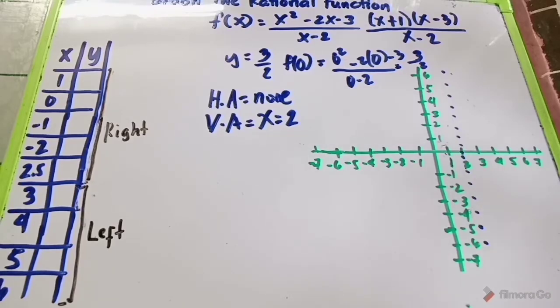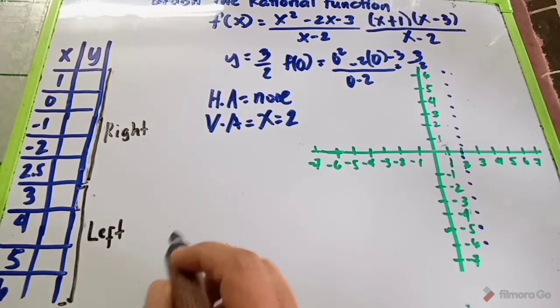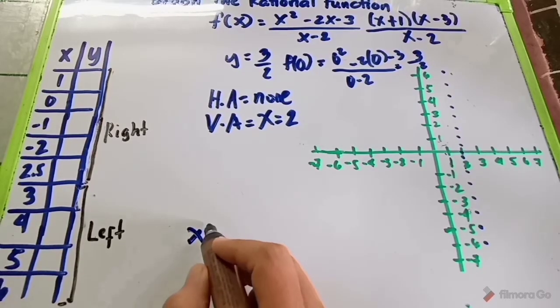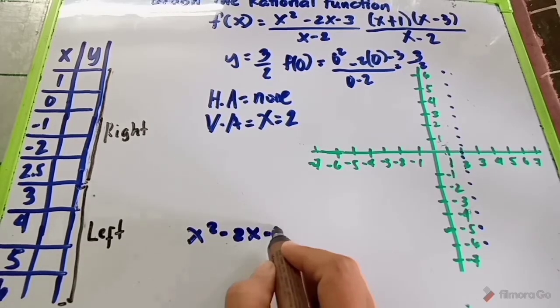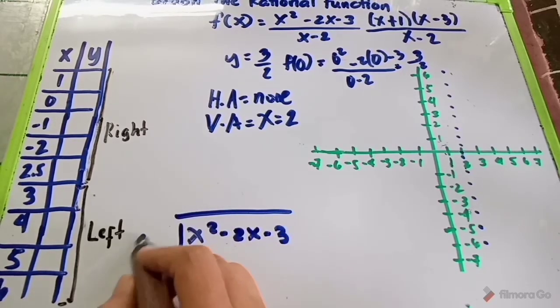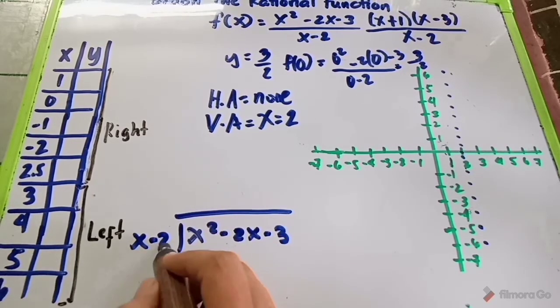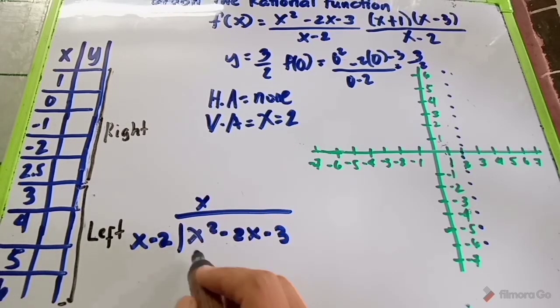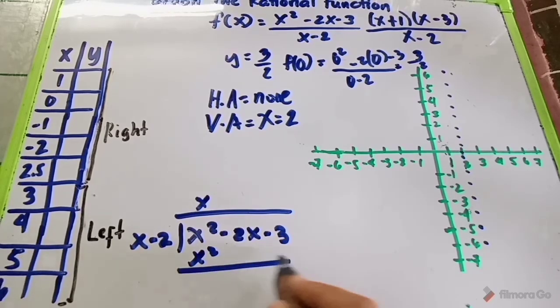So next, if there will be no horizontal asymptote, how do you identify that? Let's divide this one. So let's have a space here. Let's go for the long division method. x squared minus 2x minus 3 divided by x minus 2. Okay, we will divide. So x squared divided by x will be x. And then this will become x squared, and then minus 2x. So the remainder will be negative 3.